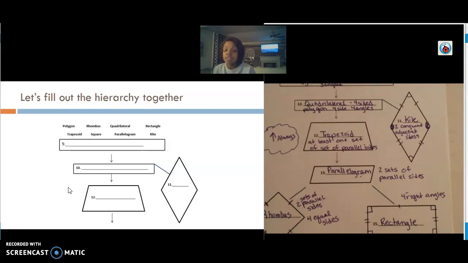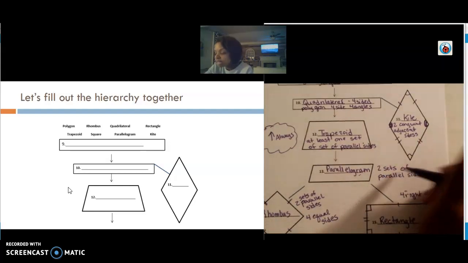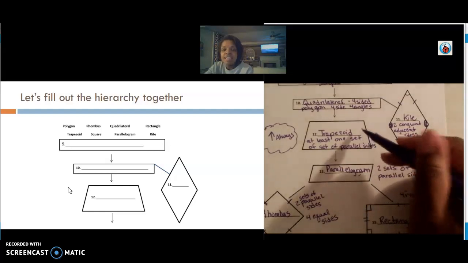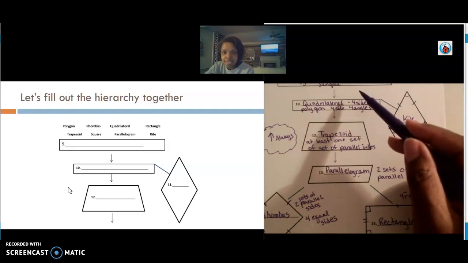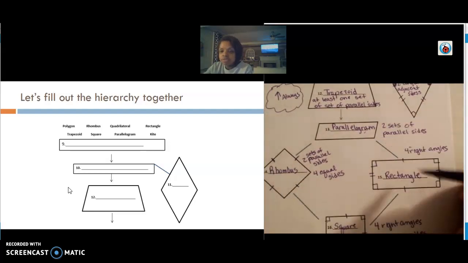So a parallelogram would also be a trapezoid because it has two sets, which means, yes, it has one set of parallel sides. So a parallelogram has two sets of parallel sides. It is a quadrilateral. It is a polygon. Okay? So let's go down further.